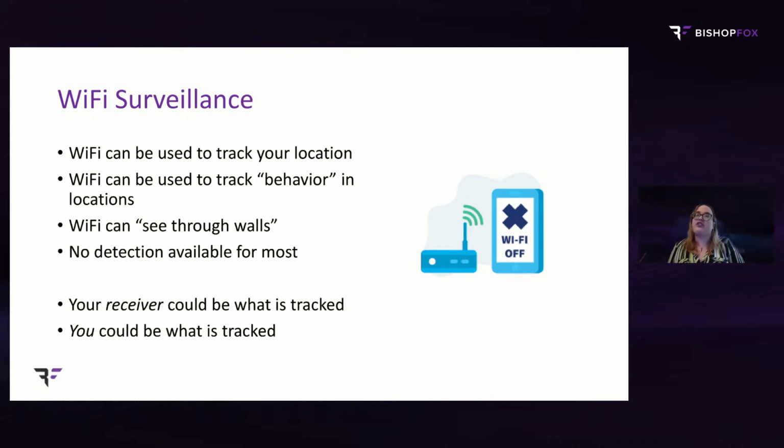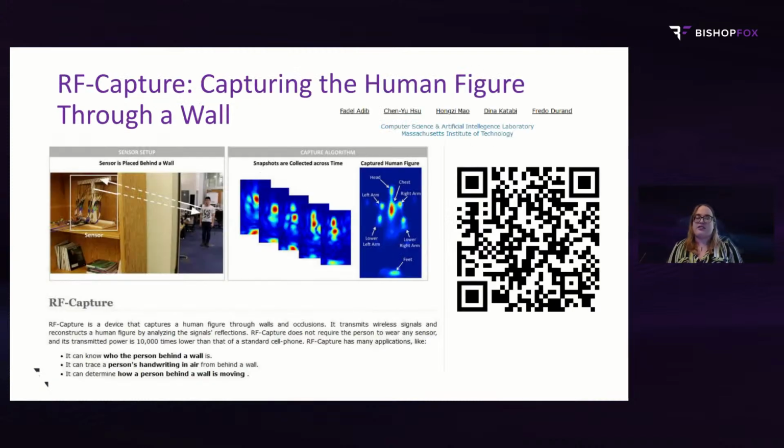Your receiver could be what's tracked, which is presumably your phone or maybe another Wi-Fi device, or it could be you. Now, I'm going to be giving some specific examples using QR codes. I am not trying to QR fish you. If you'd like, you can look up the title of the surveys and studies as well and be able to find them for yourself.